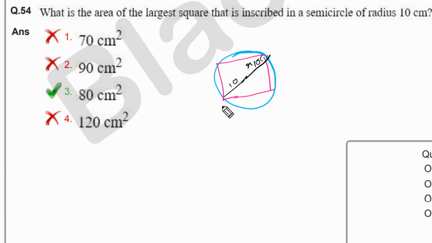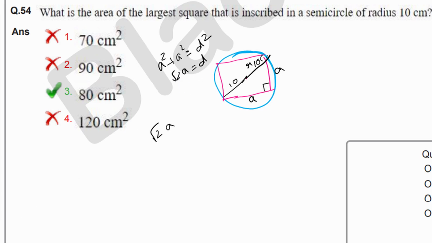So let's say the side of the square is a. Then what will be the diagonal of the square? Of course, this is a right angle triangle, so this is a, and we just need the value of the diagonal, that is root 2 a. We can get it using the Pythagoras theorem also: a square plus a square is equal to d square, so d becomes root 2 a.